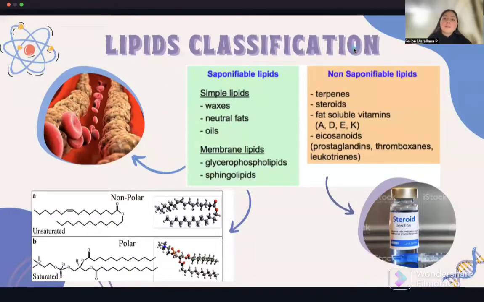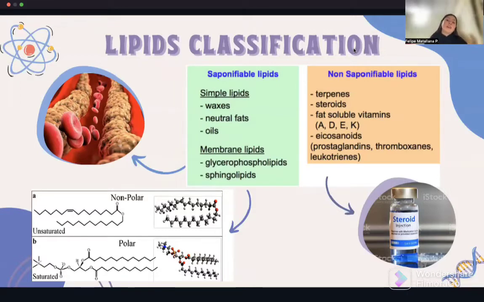Okay, hello, my name is Valerie Matallana, and today I'm going to explain the classifications of lipids. Basically, they are divided into two groups. The first one is non-saponifiable lipids, and these lipids are the ones that can't be broken down into smaller molecules by the process of hydrolysis.